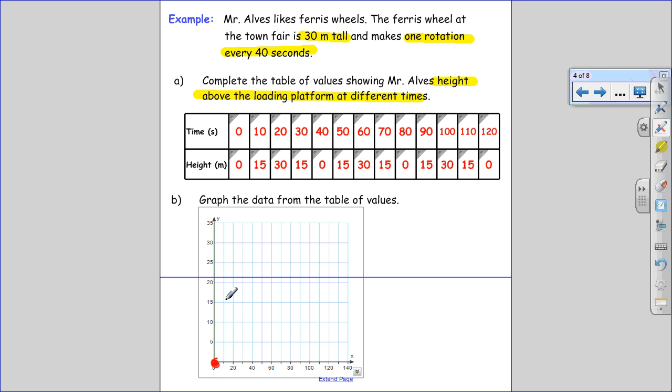0, maybe I should do it in order, and 10, and 15, and 20, and 30, and then I'm at 30 seconds, I'm back to 15, and 40 seconds, and I'm at 0. And at 50 seconds, I'm at 15, and 60 seconds, I'm at 30. At 70 seconds, I'm at 15, and 80 seconds, I'm back down to 0, and so on.